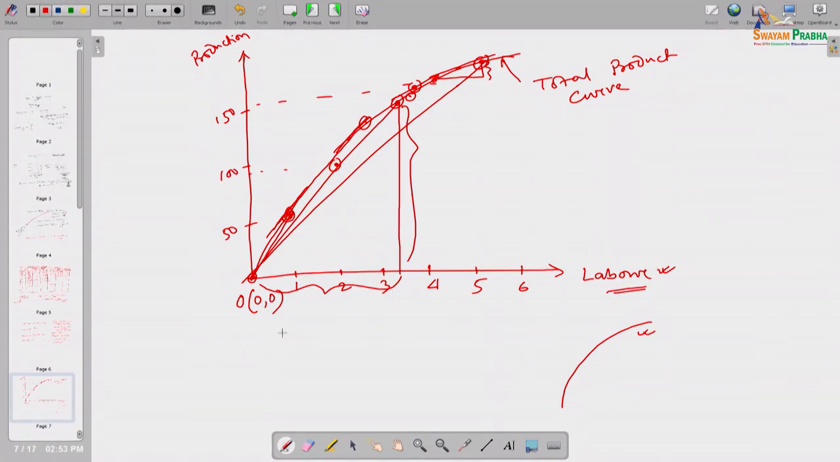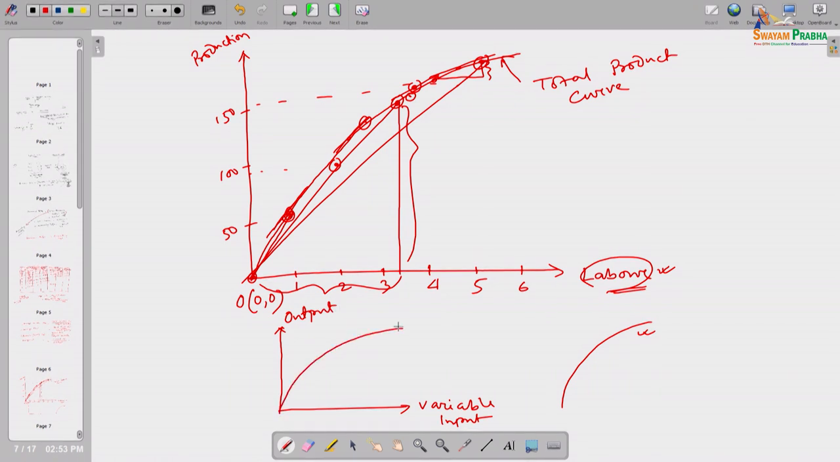So, let me draw a diagram. In general, we are measuring variable input on the horizontal axis, here we are taking labor because in our example we took labor as the variable input, and on the vertical axis we are measuring output. So, we will get this kind of total product curve. At different points on that total product curve, what is the average product? You have to join that point with the origin through a straight line, and the slope of that straight line will be the average product at that particular unit. So, at every point it is the slope of that joining line, the ray through the origin.